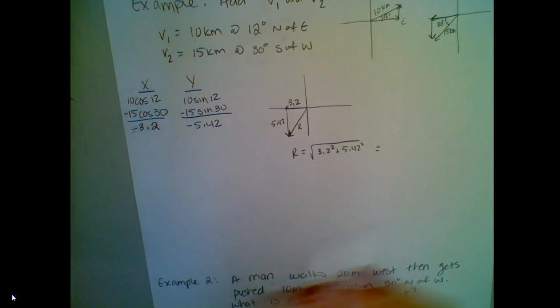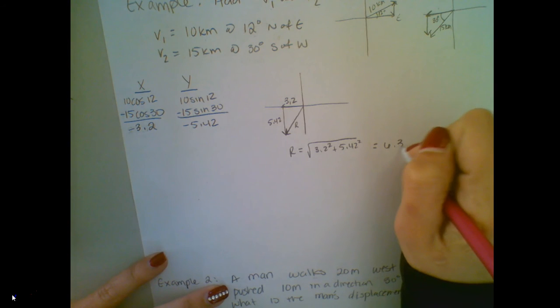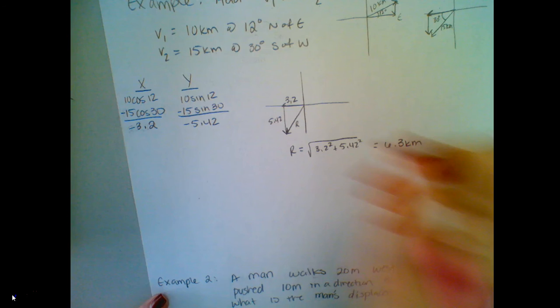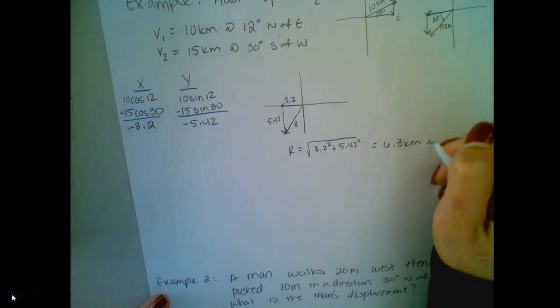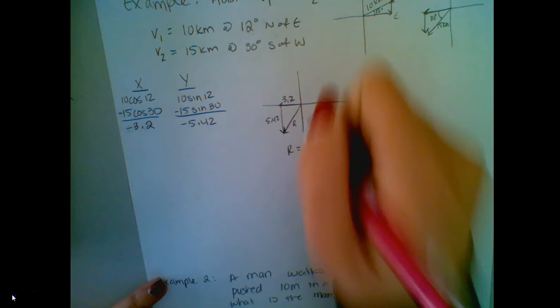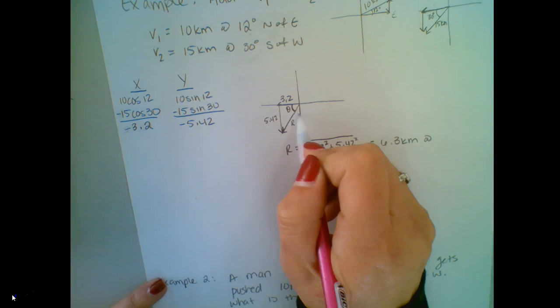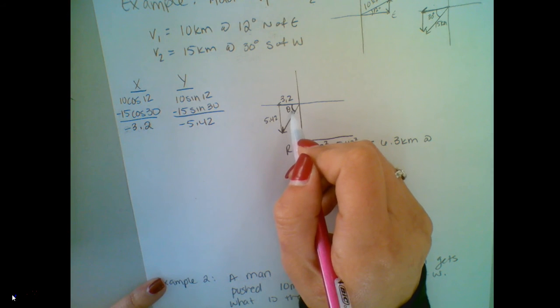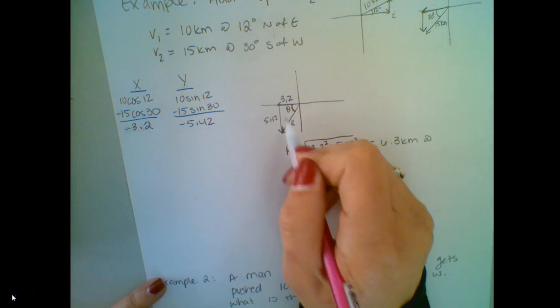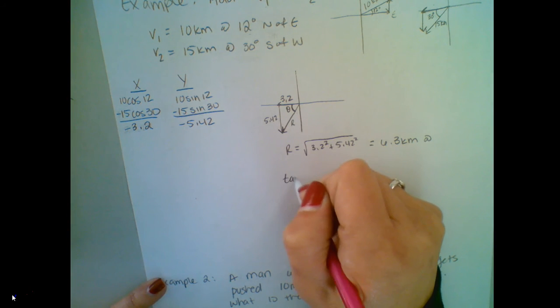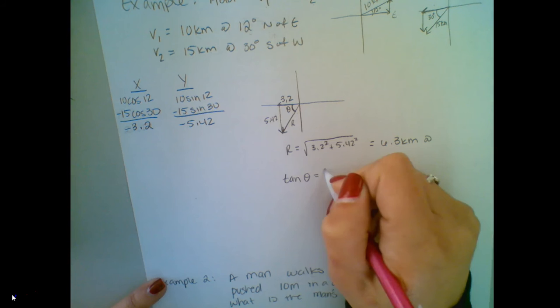So keep the numbers here. That's going to equal theta, so then I put it in my calculator, inverse tangent of 5.42 divided by 3.2, and I get theta equals 59.4 degrees. So then I go back up here and I say at 59.4 degrees, and this is, let's see, if I start here and I go this way, that means that I'm either below the negative x-axis, or I could say I'm south of west.